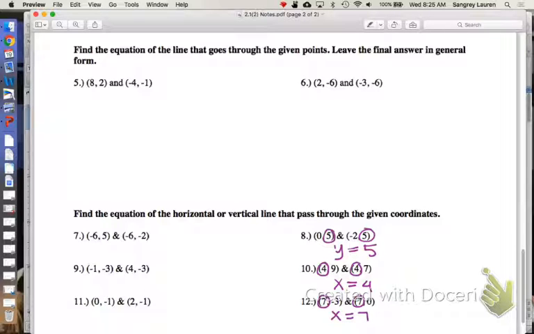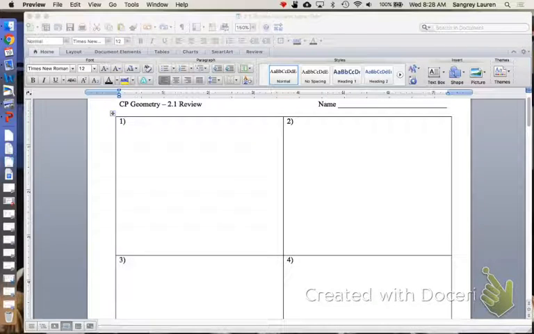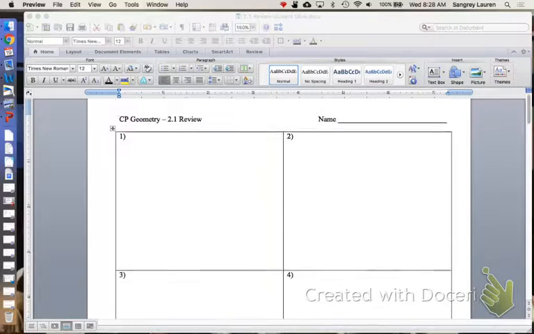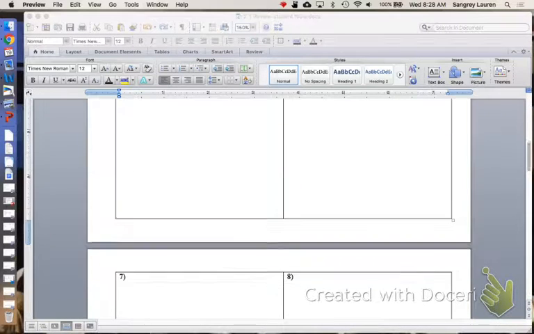All right, so what you guys are going to do now is you're going to do a couple practice problems. And you are going to get a sheet from Mrs. Penny that looks like this. It has a different area for 6 different questions. There is a back. We'll worry about that later. But the front side has spaces for 6 questions.